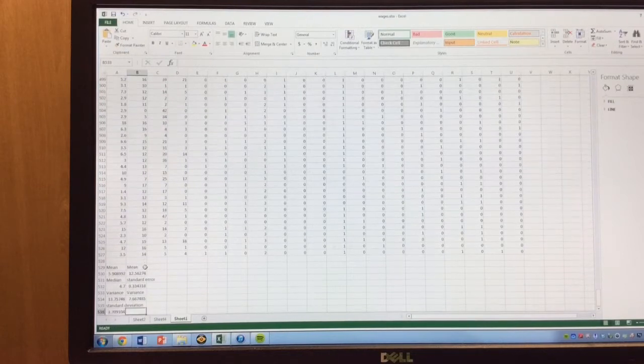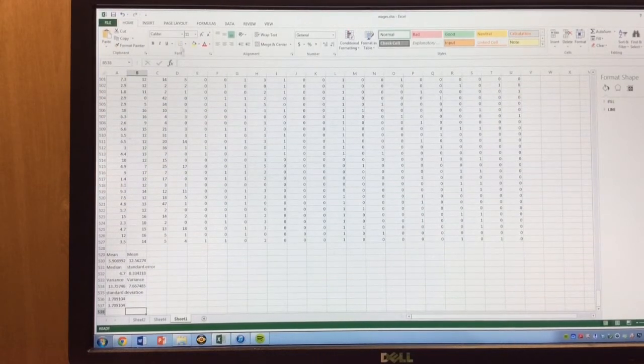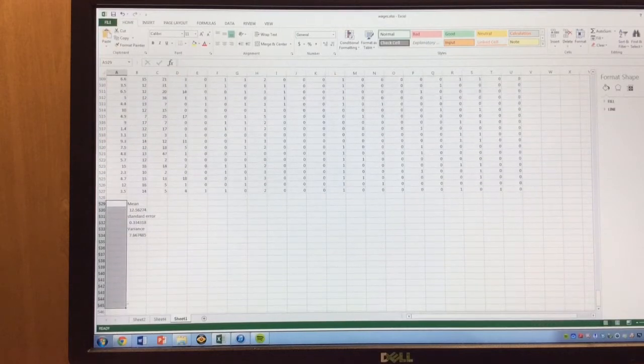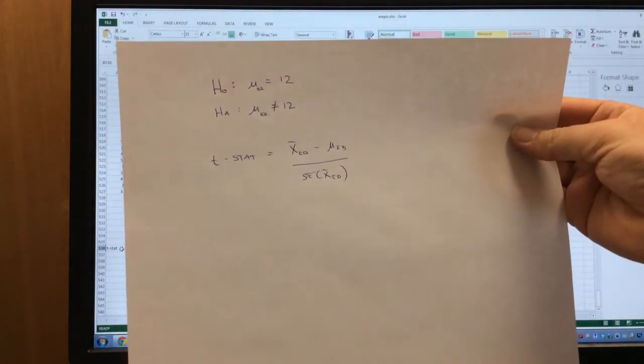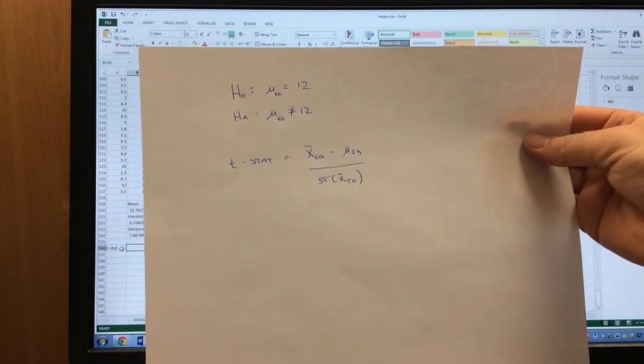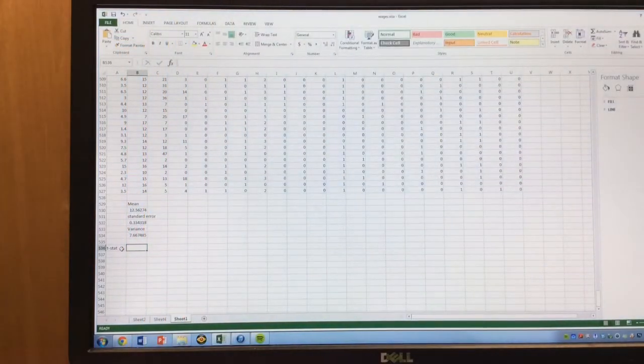So now we want to create a t-statistic. I'm going to delete all these because we're not using those. I want to create a t-stat, and my t-stat is equal to what I have right here: x bar minus mu, which is 12, divided by the standard error. So my t-stat is equal to x bar minus 12 divided by the standard error. So my t-stat is 1.68.